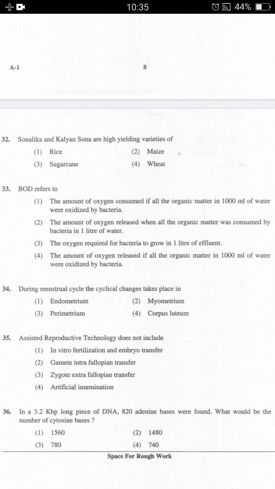So the correct answer for this question is about assisted reproductive technologies, shortly called ARTs. Understand? Regarding this, there are 4 options. In these 4 options, we need to find out which is not included. So the correct answer which is not included in this is option 3.